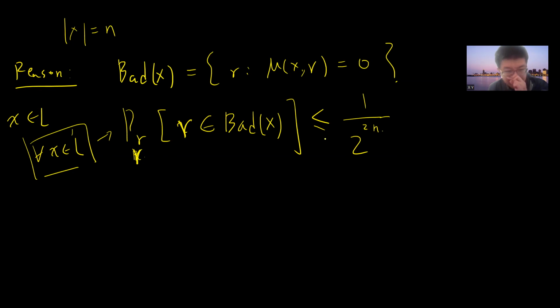Right? You fix any x and you choose R randomly, and R belongs to bad x is very small. The probability is 1 over 2 to the 2n. Okay, so it's very, very small. Still there is a possibility, but okay.